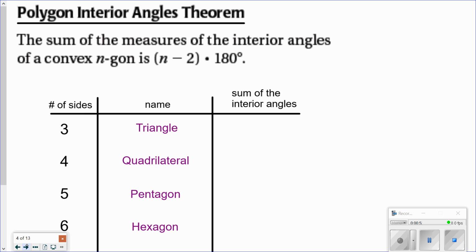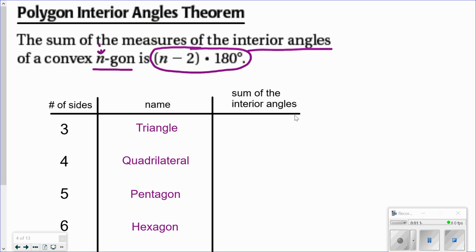Polygon interior angles theorem. The sum of the measures of the interior angles of a convex n-gon is n minus 2 times 180. Remember n-gon? N just represents the number of sides the polygon has. So this is our equation to determine the interior angles of that certain polygon.